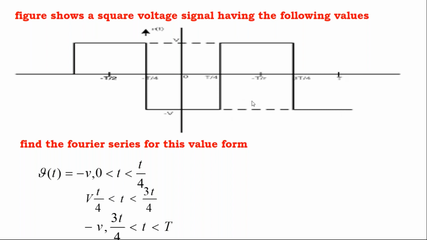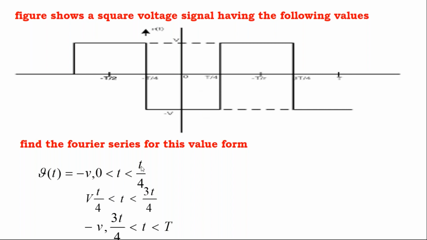If we consider 0 to T, that means the waveform will start from 0 like this, and it goes like this, and it reaches T by 4, and from there it is again V, and it maintains like this, then again it is falling, then it maintains like this, then it goes to 0 again. That means if you observe the period from 0 to T, the amplitude is varying 3 times.